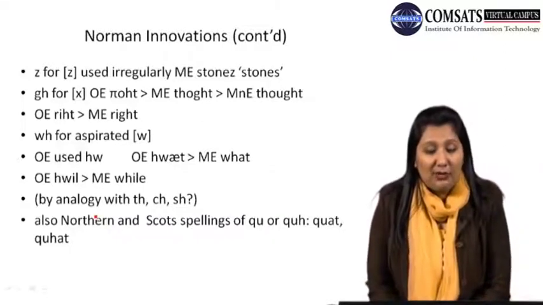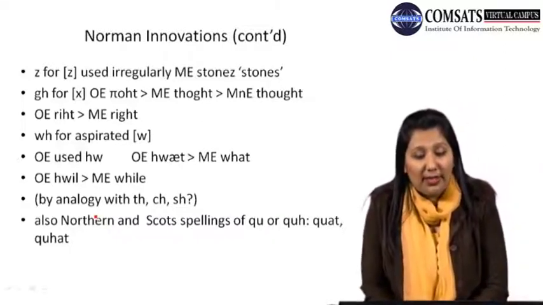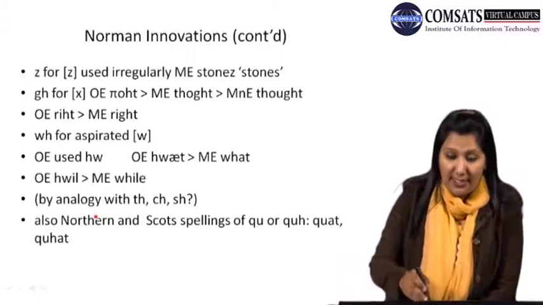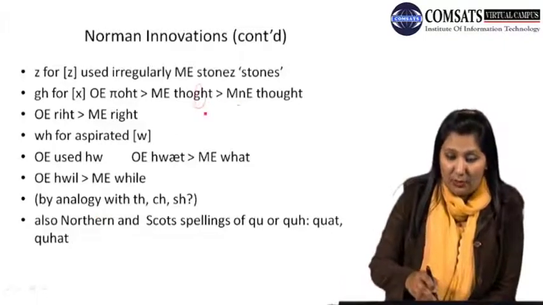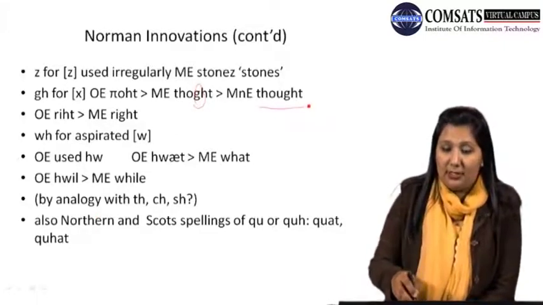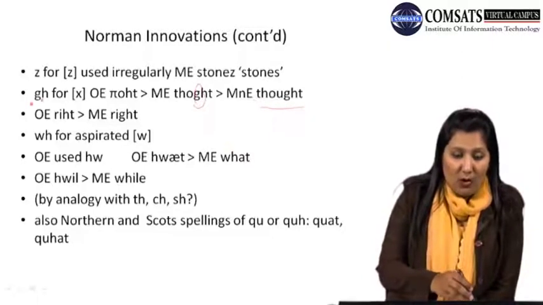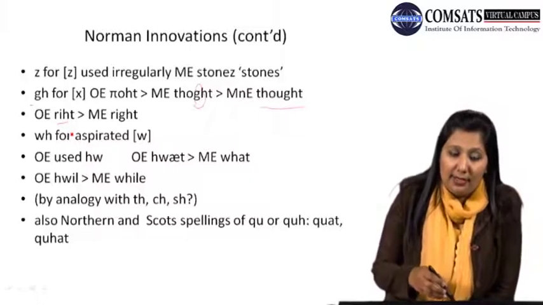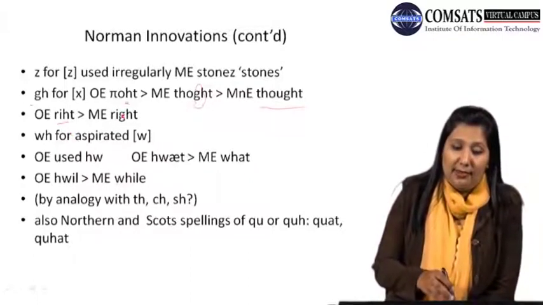G for the X sound. In Old English it was thought, thogged, and then thought. The emphasis in Middle English is on the G sound, thogged, and this is thought. In Old English it is right, with the h sound there, whereas in Middle English it is right.